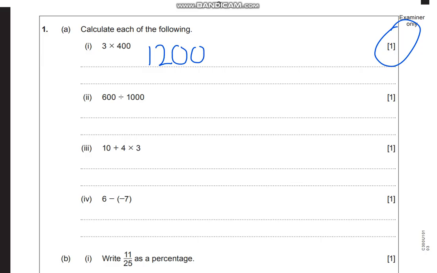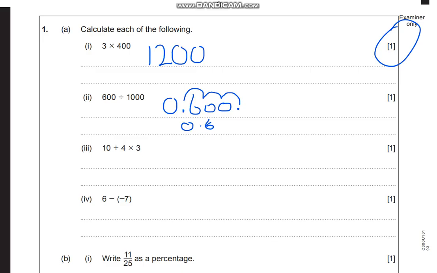Next one. 600 divided by 1000. So 600, and we can imagine a decimal place here on the end. And if we're dividing by 1000, the decimal place moves 3 places to the left. So if we move it 3 places, it ends up being here, and we can put a 0 at the beginning. 0.6 should be your answer.